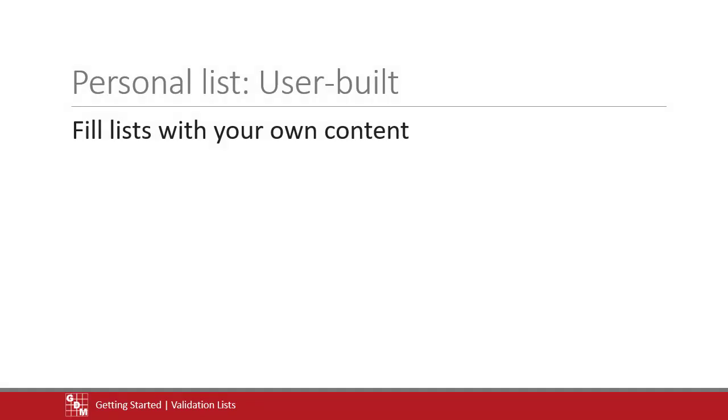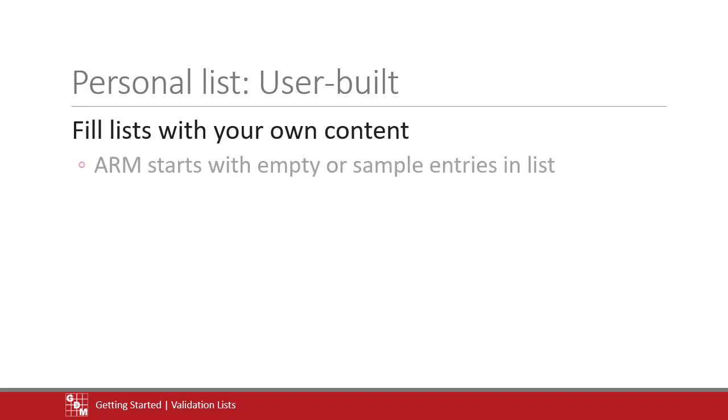There is another kind of personal list that is saved onto your computer. User-built ARM lists are filled with your own content when there is no master content available for an entry field. These lists start out completely empty when you first install ARM, or may have some sample entries to provide an example.